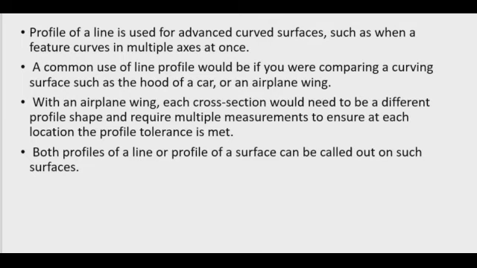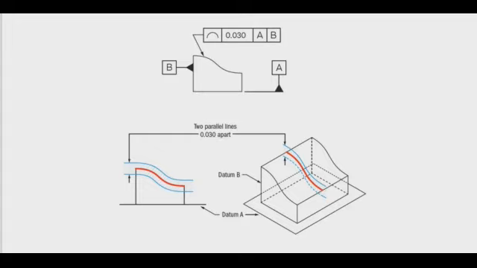Profile of a line is used on advanced curved surfaces, when features are in multiple axes. Commonly it will be used on an aeroplane wing cross section, the hood of a car, or for multiple measurements. You can see here a profile of a line example.